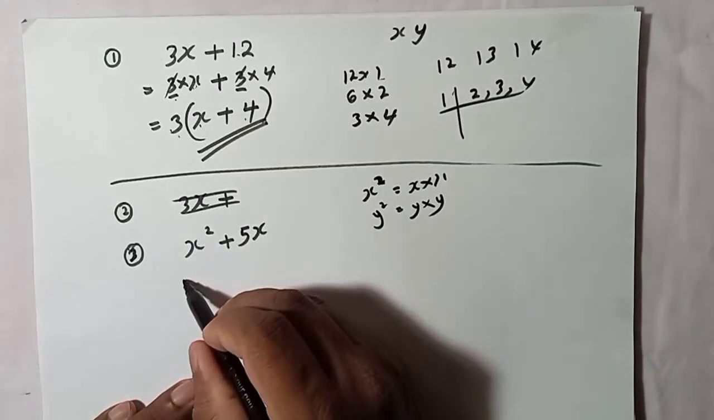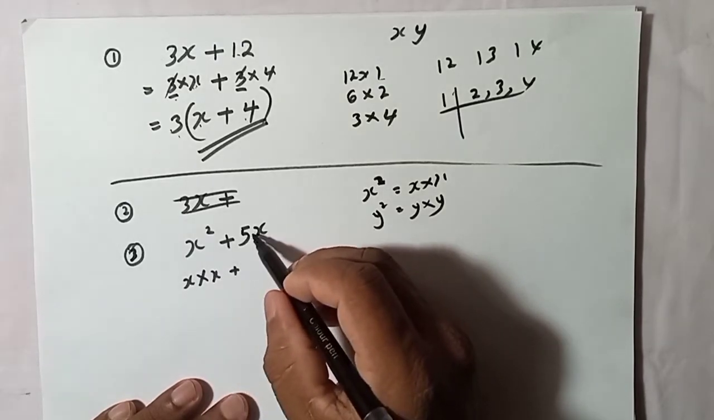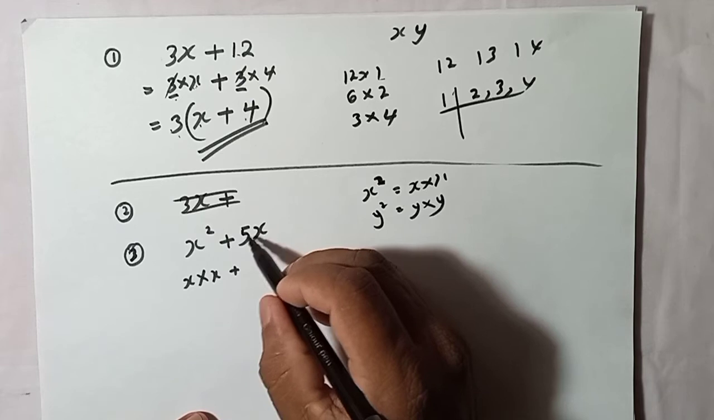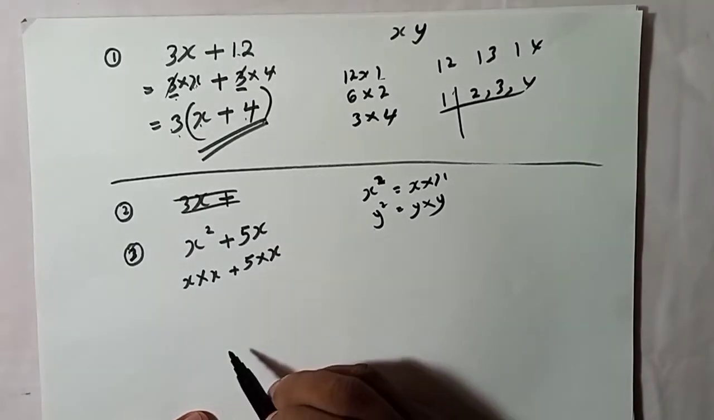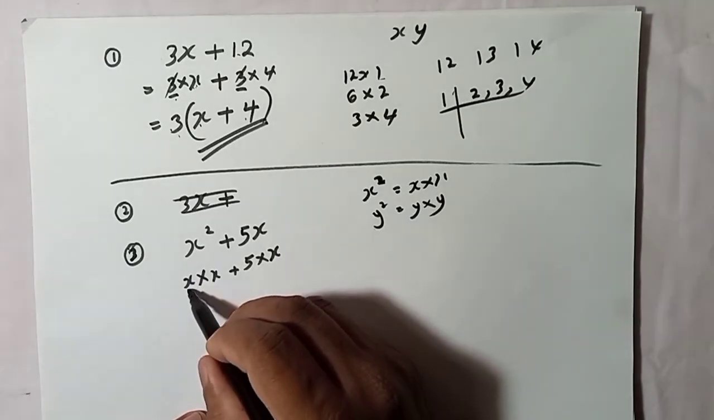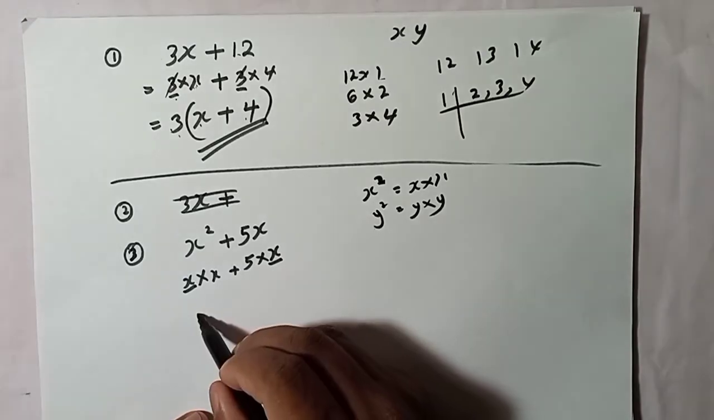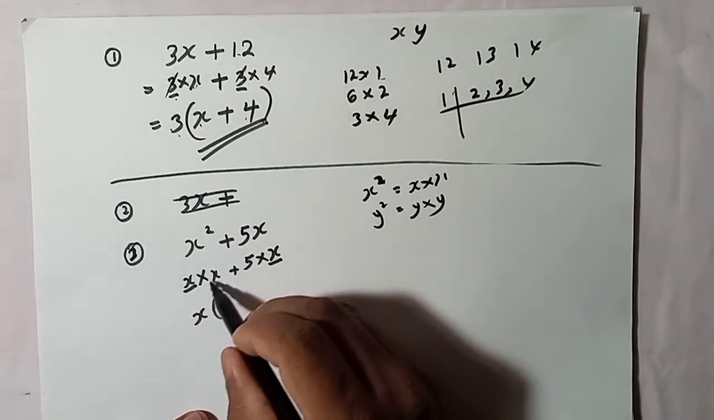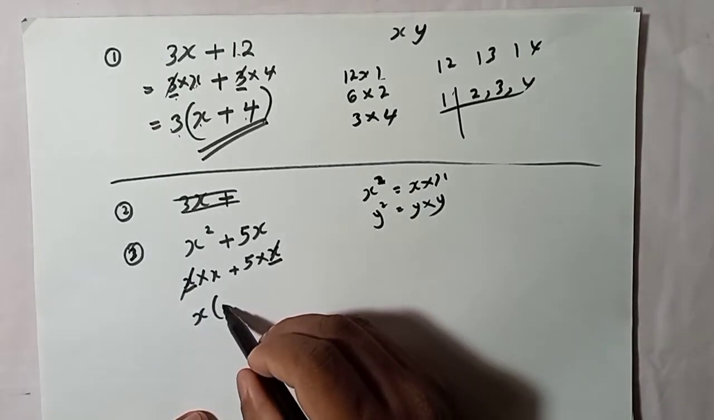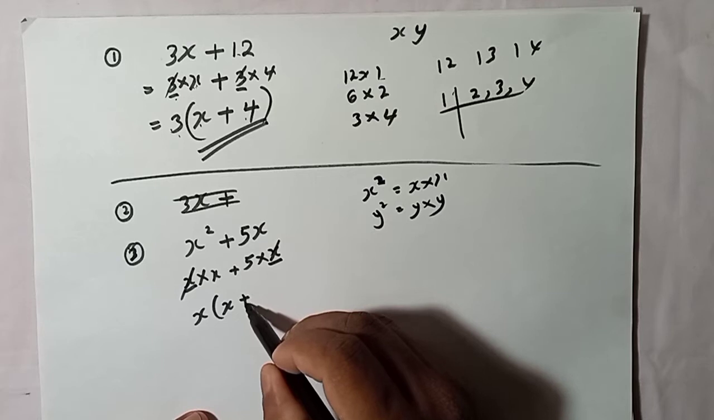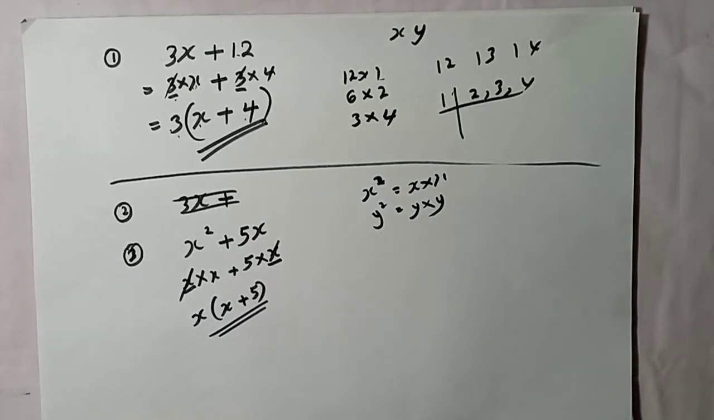So x square means you can write x into x, and here again 5x, no number with a letter, so you can think 5 into x, right? Now you can see x is common. You can take 1x outside, so here you write only 1x. Then after this both x are gone, here will remain only x plus 5, right? It's like that, very simple one.